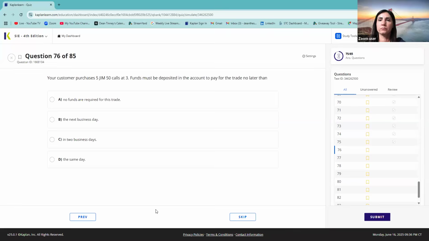Your customer purchases 5. Jim calls it 3. Funds must be deposited in the account to pay for the trade no later than the next business day. Remember, all securities trades settle T+1. Now remember, house requirements can be more stringent. Some firms might want you to fund it before you do it, right?